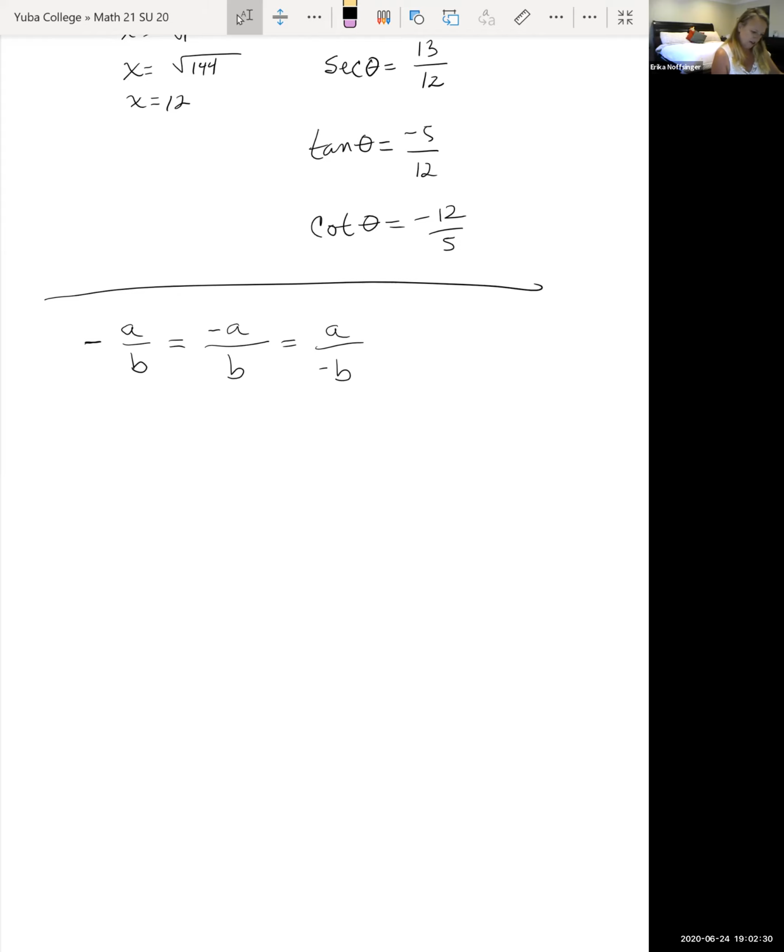Where did you guys have that trigonometric identity, cosine squared plus sine squared equals 1? That was 7.2, right? Was that 7-2? Chapter 2, like the middle of chapter 2.